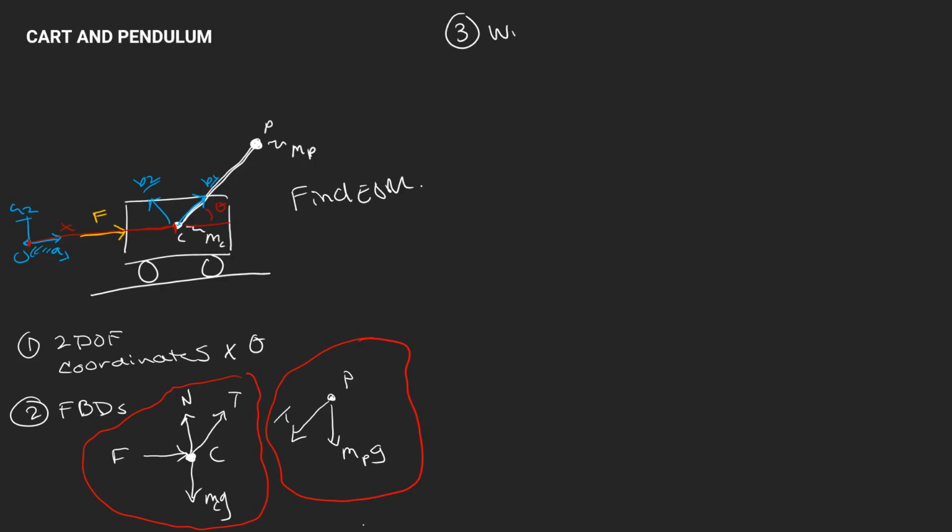So up here, I'm going to put a third step, which is write FP and FC. We'll start with the longer one. FC is equal to, and we'll start with our tension T. That is operating in the B1 direction, so we can write TB1. And then we have N in the vertical direction, so we can write that as NA2. And then we have our force F being applied in the A1 direction. And then we have our gravitational force mcg operating in the negative A2 direction.